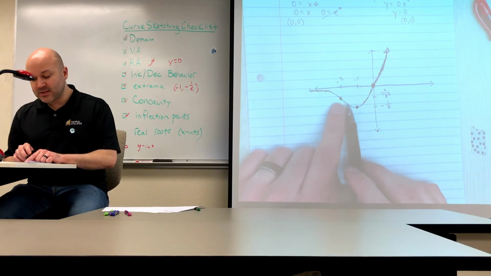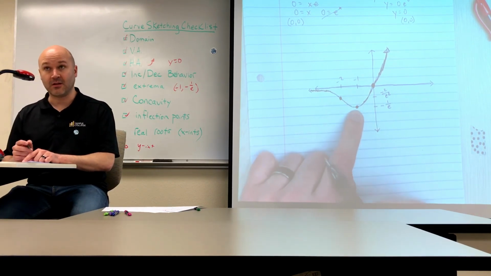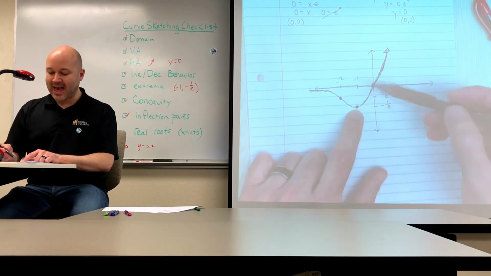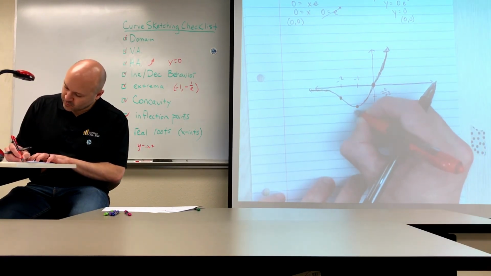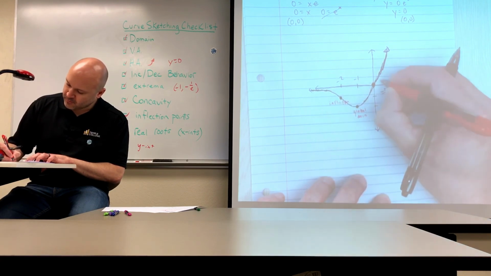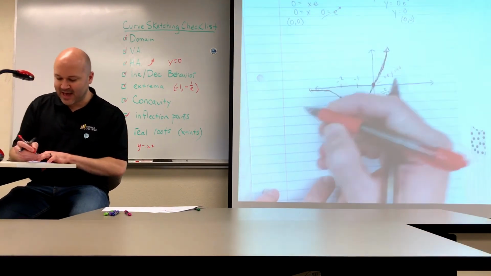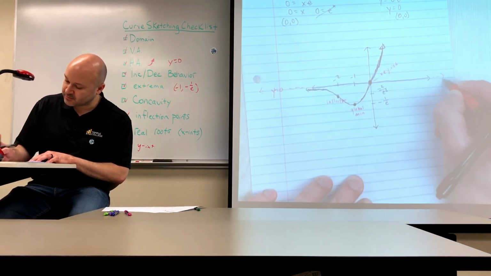I have a point of inflection at -2, comma, -2 over e squared, and a point like a local minimum, also acting as my global minimum, at -1, comma, -1 over e. I've got this horizontal asymptote at y equals 0.